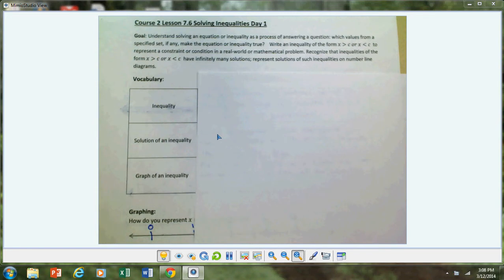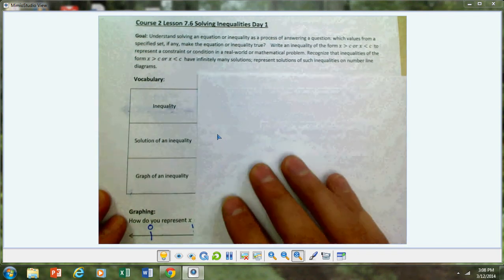Recognize that inequalities of the form x is greater than c or x is less than c have infinitely many solutions, and represent solutions of such inequalities on number line diagrams. So that means that in some of the problems, especially all of your inequalities, you're going to have many numbers that could possibly be true.